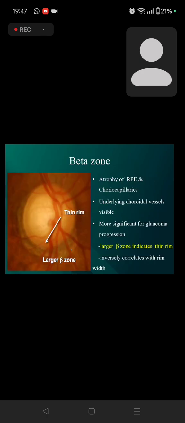So a word about beta zone. See, the beta zone is very large, and if it is very pigmented or hyperpigmented, it is related to the thickness of the rim.